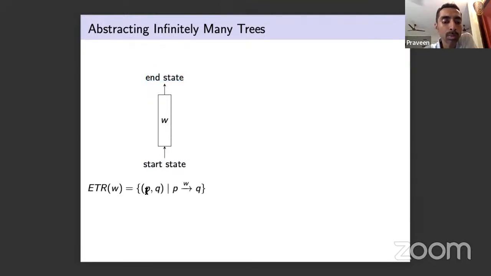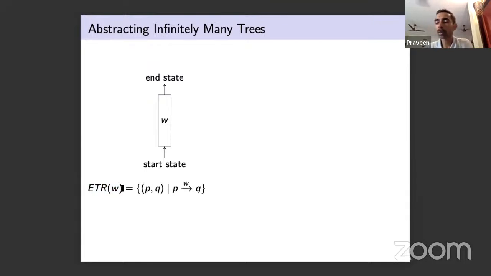You collect all such pairs P comma Q such that the automaton can start from P, read W and end at Q. You collect all such pairs and we call the set of such pairs the extended transition relation of W. This is just like extending the transition function from individual letters to strings. For an individual letter, you say if you are in state Q and you read a letter A, you can go to Q prime. Here, similarly, we are saying that you are in state P, you read this string W, then you can end up in state Q. So you collect all such pairs P comma Q and call it the extended transition relation of W.